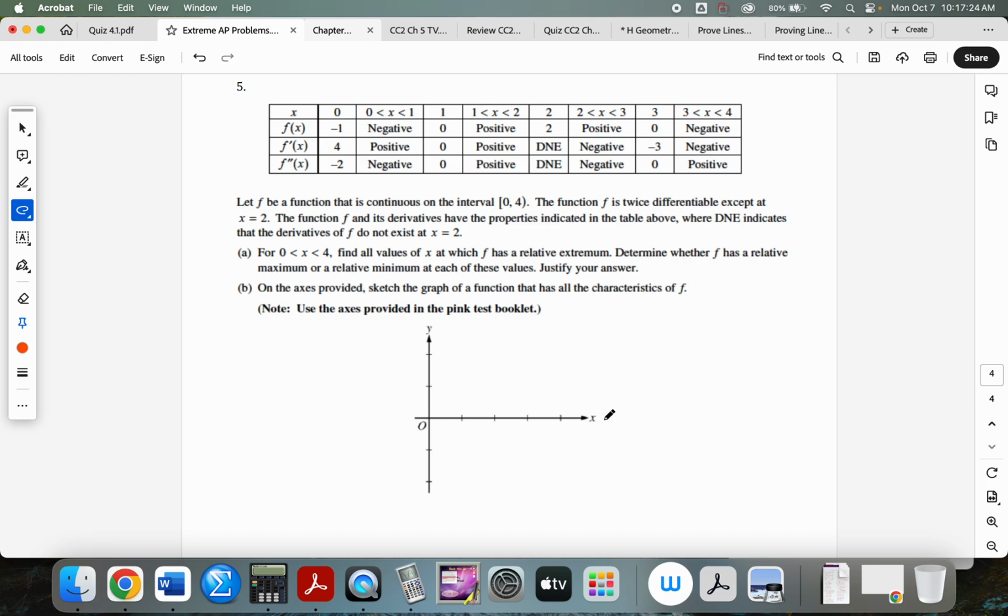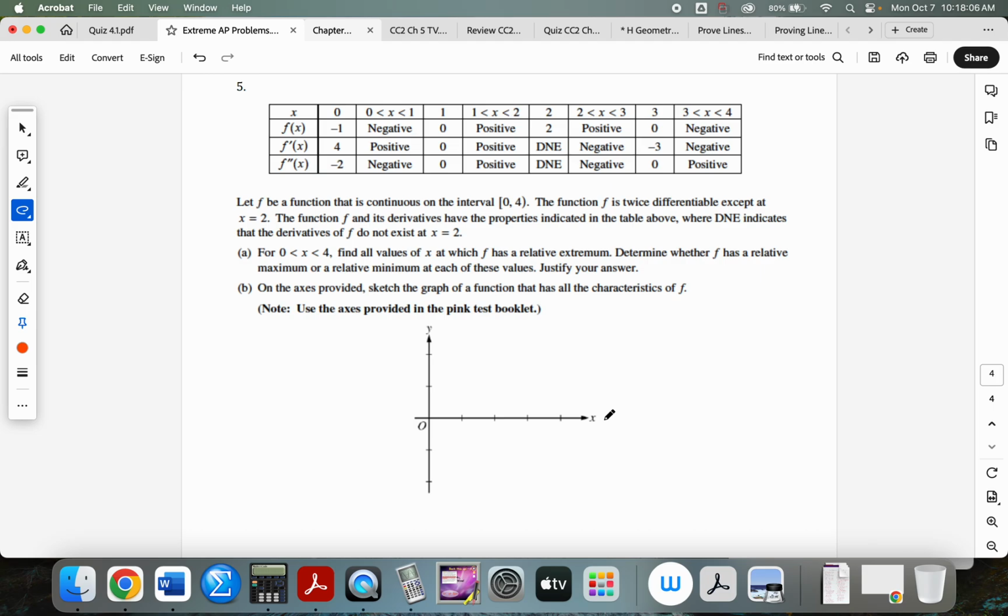All right, let's take a look at this one. Let f be a function that's continuous on the interval from 0 to 4, inclusive of 0, but not inclusive of 4, which is interesting. The function f is twice differentiable except at x is equal to 2. Okay. The function f and its derivatives have the properties indicated in the table above, where D and E indicates that the derivatives of f do not exist at x is equal to 2.